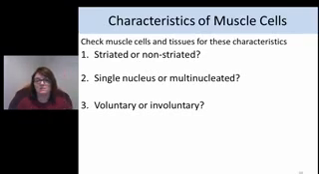I want you to check and see whether or not the cells are multinucleated or have a single nucleus per cell. And then I want you to know whether or not the tissue is voluntary or involuntary. Can it be consciously controlled, or is it something that happens at the subconscious level?